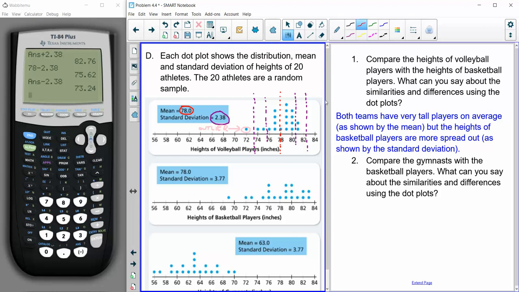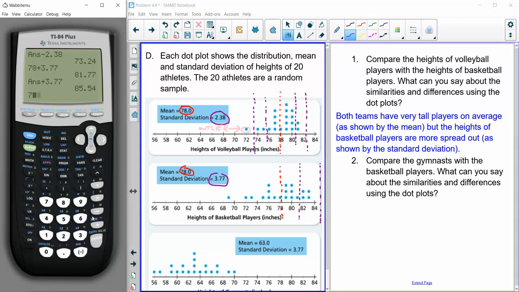Let's do that same thing again with the basketball players. So we know the mean is 78, that's right here. And then the standard deviation is 3.77. Let's look at that. 78 plus 3.77. 81.77, just shy of 82. And then if we add another 3.77, 85.54, which is right about here.